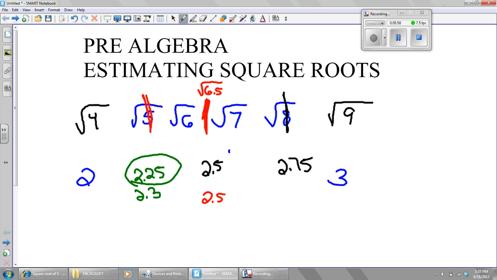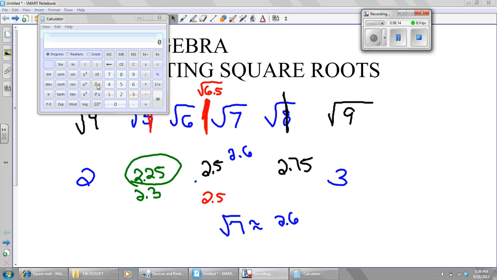You have to trust me that I'm going to guess that the square root of 7 is approximately equal to 2 and 6 tenths. Let's go and see how close my estimation was. This time I'll do it on a calculator.